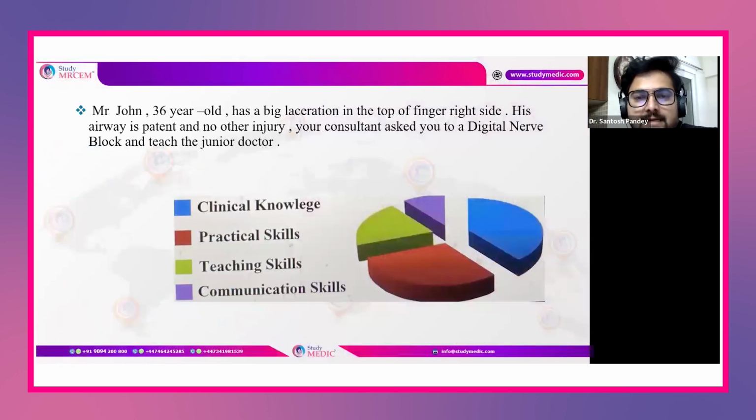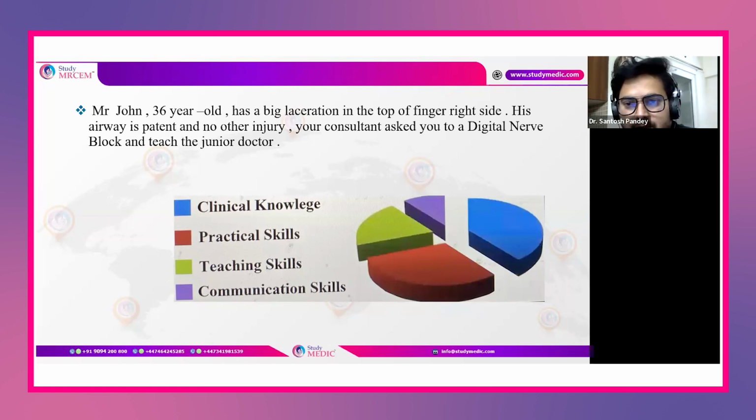To start with, I'll discuss a small scenario, which is a common previous question. This was the question I got in my last MRCEM exam when I gave OSCE. Mr. John, a 36-year-old, has an injury at the tip of his right finger. His airway is patent and there is no other injury. Your consultant asks you to give a digital block, and you are told to teach this same station to your junior. This is a common scenario in our ED practice too.